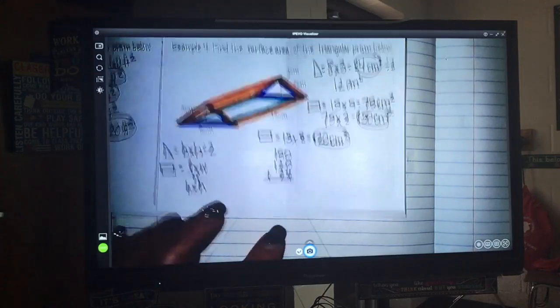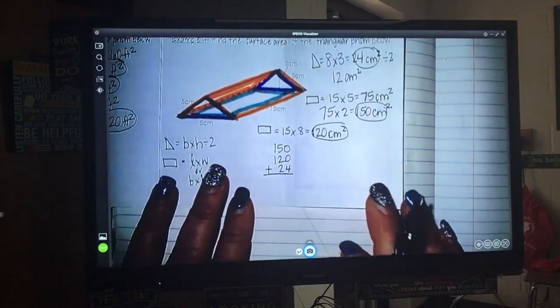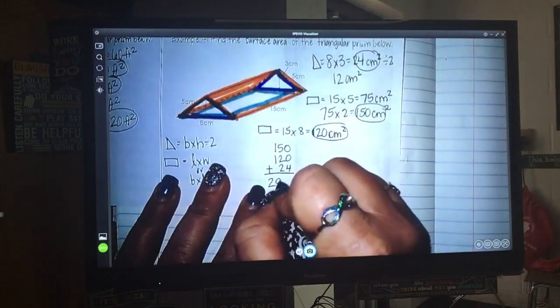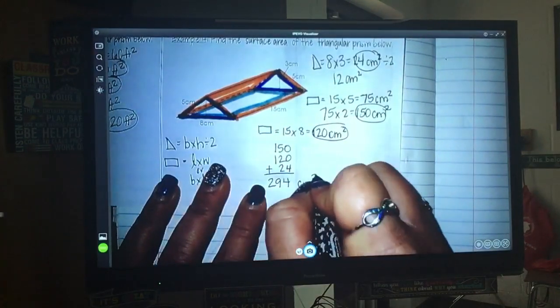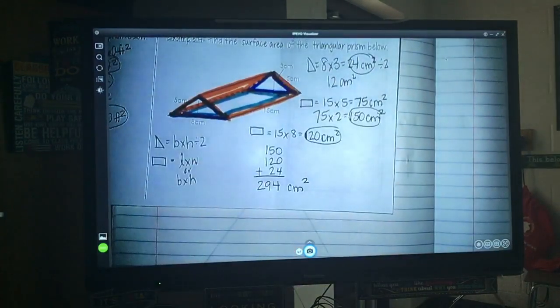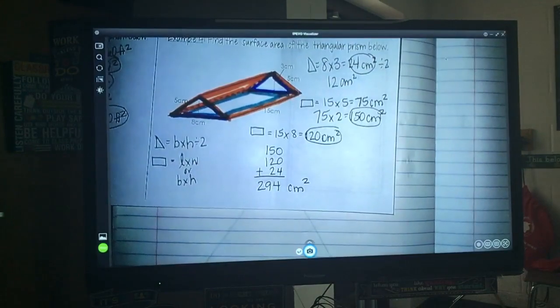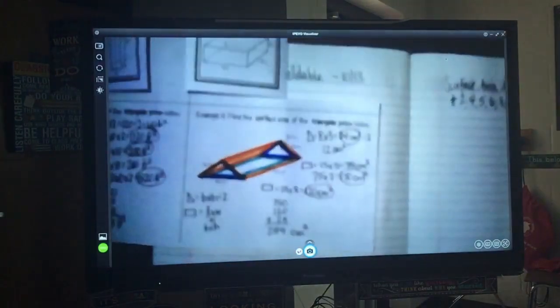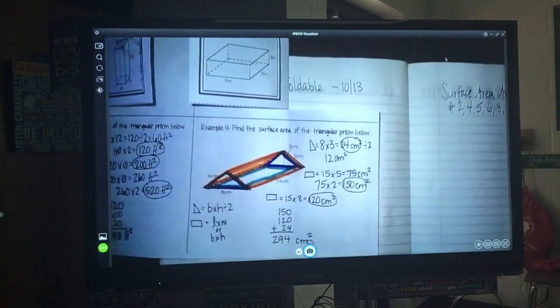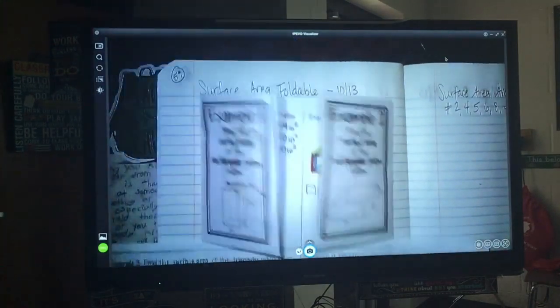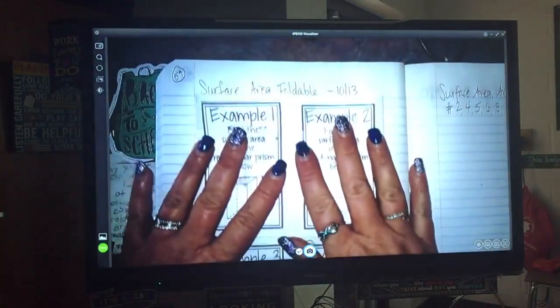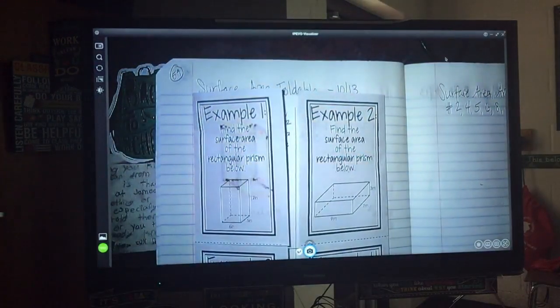Emily, what'd you get? I got 2 centimeters square. All right. Go ahead. You have a question? No, not in the middle of the lesson. You are going to be gluing this down on your first page.